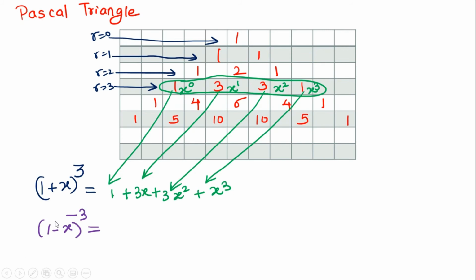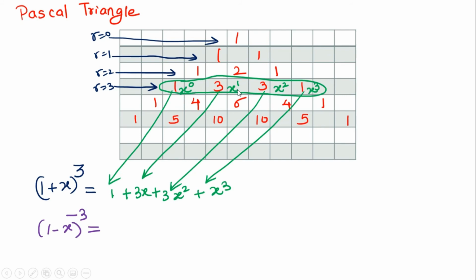So for calculation of 1 plus x to the power 3, we have to look at the fourth row from the top, that is this, and all of these elements from left to right are coefficients of x to the power i. So x to the power i, where i starts from 0. So this is the coefficient of x to the power 0.